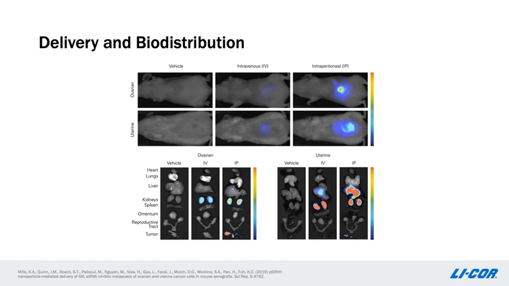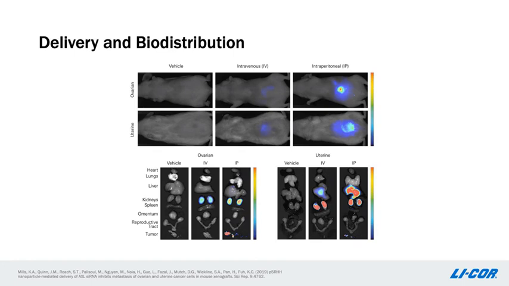Tumors and other organs were then excised, and more probe localization is indicated by higher signal in those mice injected IP compared to those injected IV. This is indicated in the lower panel. IP, therefore, is the preferred method of probe delivery for this therapeutic.